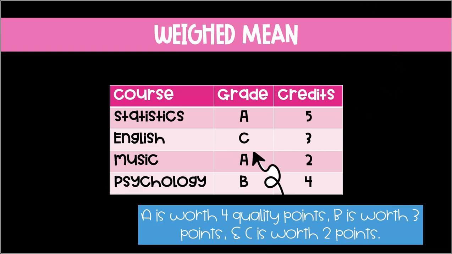Now let's calculate the weighted mean. I'm going to change each of these values, like A will be 4 points, C will be 2 points, A will be 4 points, and B will be 3 points. Now I'm going to multiply those points times the credits. This will be, in other words, the weights of my values. Let me write it down better.